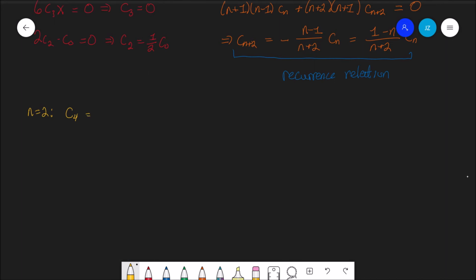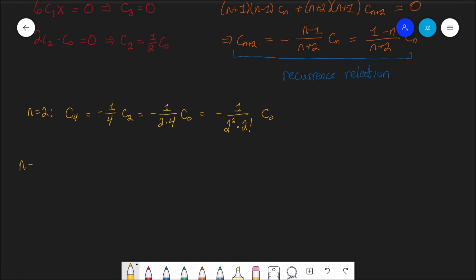By the relation, it would have to be negative a quarter C sub 2. But C sub 2 is a half C naught. So this would become negative 1 over 2 times 4 C naught, which can be written as negative 1 over 2 squared times 2 factorial C sub 0. The reasoning for writing it like this will make sense very shortly.